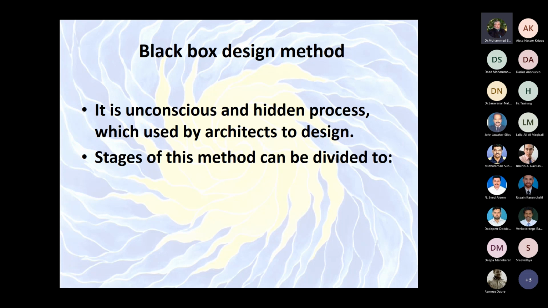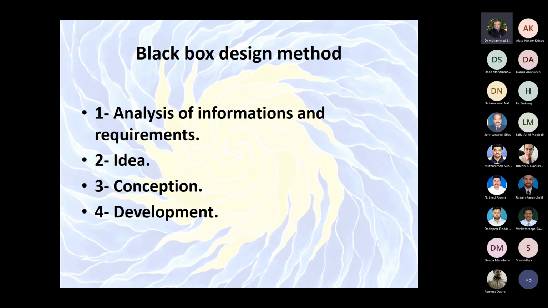It is unconscious. This is the black box, what we mean by it. Black box in design methods is an unconscious and hidden process which is used by architects to design. It happens in the mind, and we don't know what happens in their mind. And here the stages of this method can be divided into analysis of information and requirements, then the idea in the mind, and then the conception or concept that is put on paper or on a model, and then development. This is the black box design method.